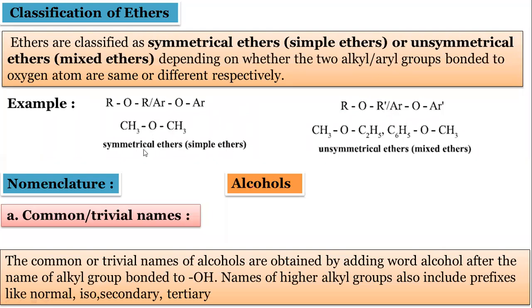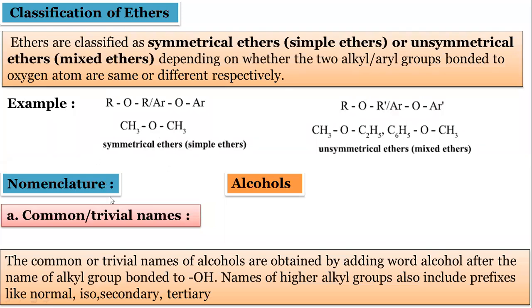See this example, CH3OCH3. Both the groups are the same. This is one CH3, this is another CH3. That's why it is called symmetrical ethers or simple ethers. Then in this slide, we can clearly see here, the one is CH3, another is C2H5 group. These are the mixed ethers. This is a C6H5, this is CH3, meaning two different groups are bonded. Such type of ethers are called unsymmetrical ethers or mixed ethers. I hope you understand the classification of ethers.